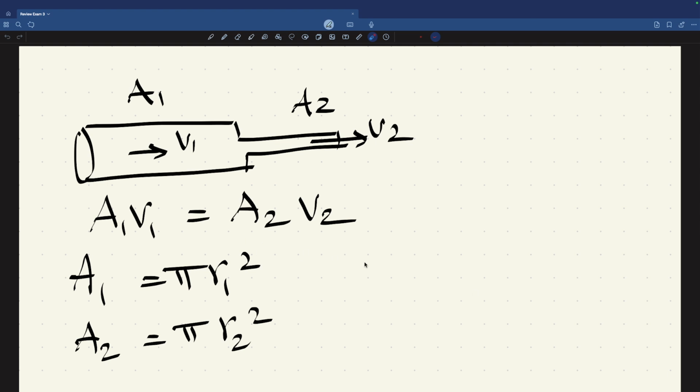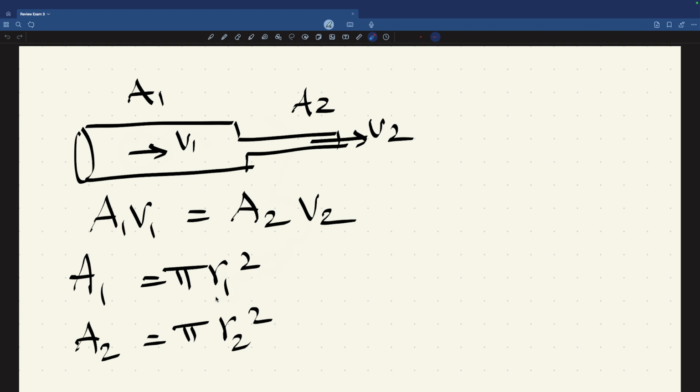Next is the equation of continuity, where you have two tubes connected. One is bigger than the other. And we know that the quantity of liquid flowing through both has to be the same. And the quantity of flow, or the rate of flow in 1 second, is given by A1 V1 is equal to A2 V2, where A is the area of cross section. A1 for the bigger one and A2 for the smaller one. And for a circle, the area is pi r squared. So just keep that in mind.